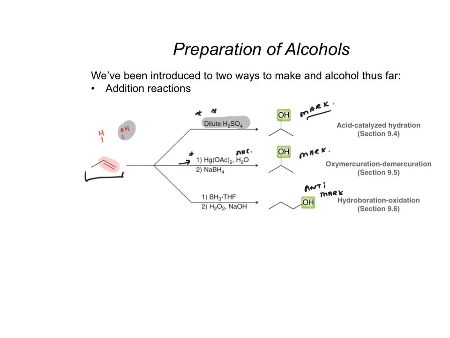So again, these are three separate reactions that are going to produce alcohols. Which one you want to use depends on what you want to make. Do you want to make the Markovnikov product? Is there a potential for rearrangement? Do you want to make the anti-Markovnikov alcohol product instead? So again, depending on which one you want, it's going to depend on which reaction you're going to utilize.